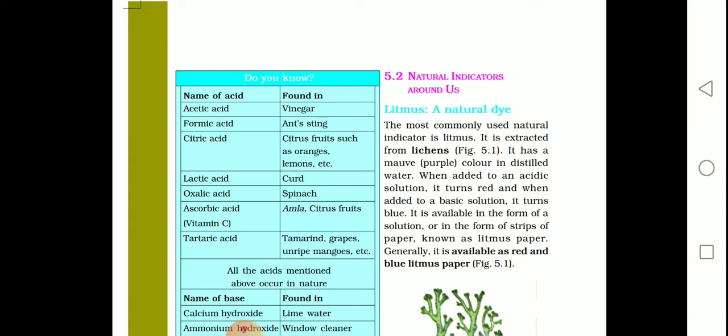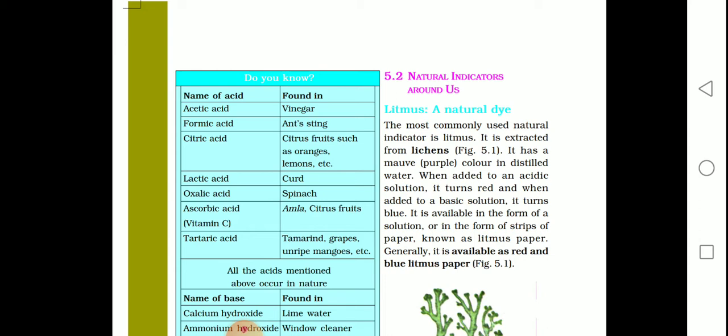Some of the natural indicators are natural dyes, such as litmus. The most commonly used natural indicator is litmus. It is extracted from lichens. It has a mauve purple color in distilled water. When added to an acidic solution, it turns red, and when added to a basic solution, it turns blue. This is very important, just understand.